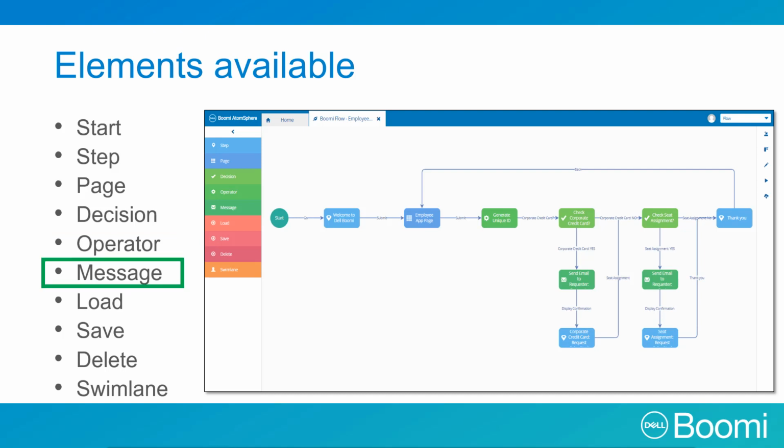The message element is used to send requests to third-party systems or service providers. The remaining map elements load, save, and delete will be covered in later trainings. Swim lane is found here on the BoomiFlow canvas as well, but it is not a map element. It is therefore known as a group element.